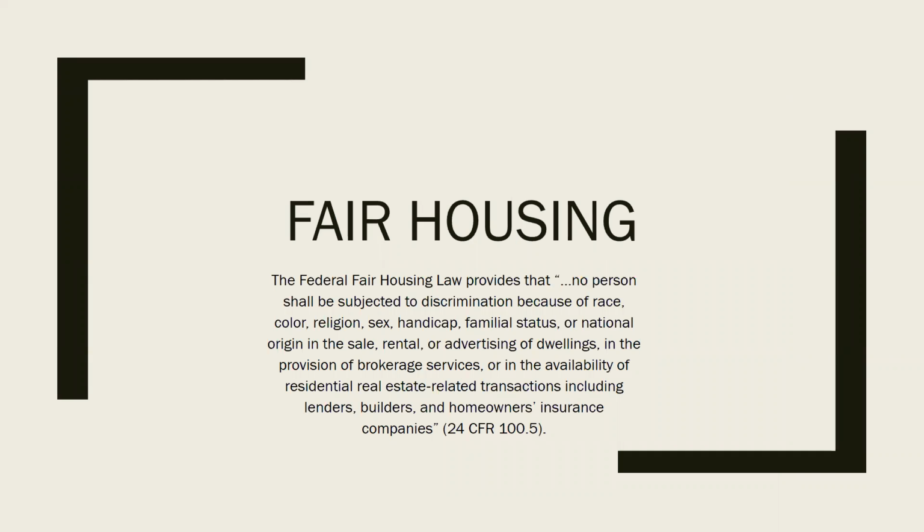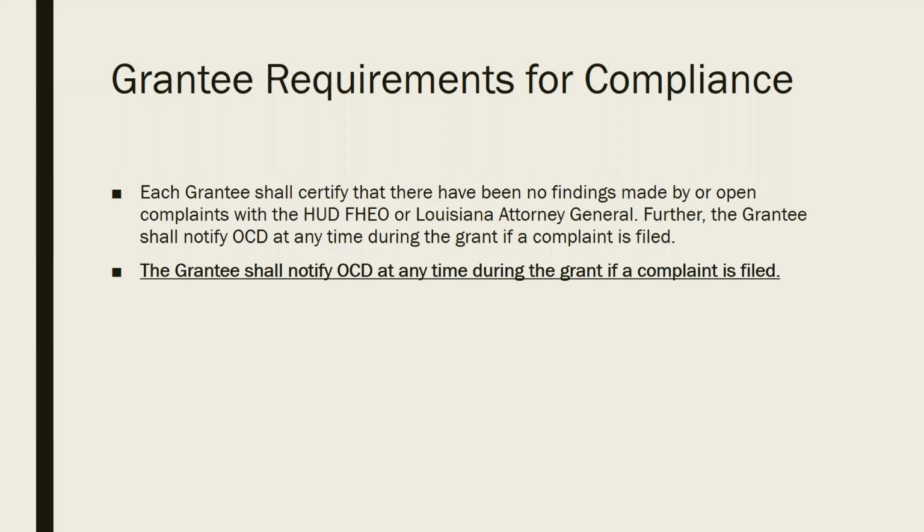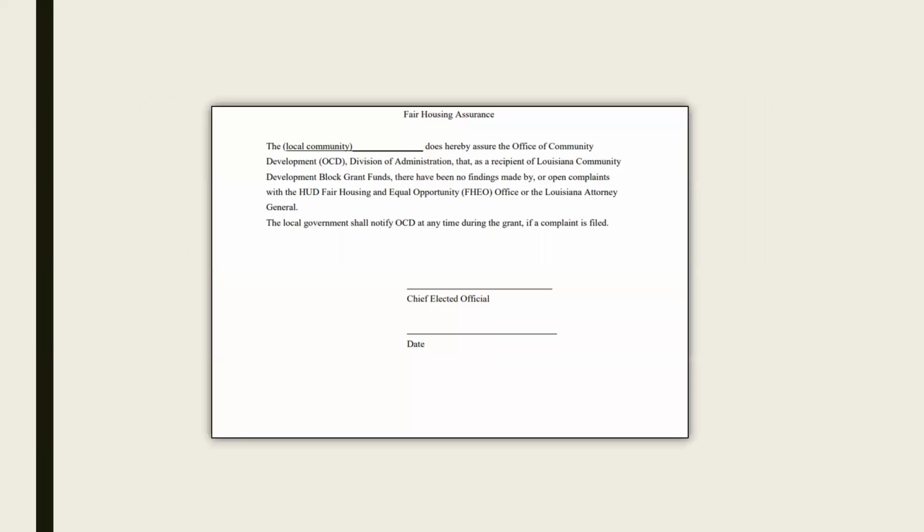Next, we'll be discussing fair housing. As a part of your contract conditions, you have to submit a fair housing assurance. This form just assures that you don't have any fair housing complaints against you. And if you do have any complaints, just make sure you let us know, because it's a process that we have to do. This is what the form looks like in our handbook. Just put the local government's name, have your chief elected official sign and date, and send that to our office. And that is a part of your contract condition.